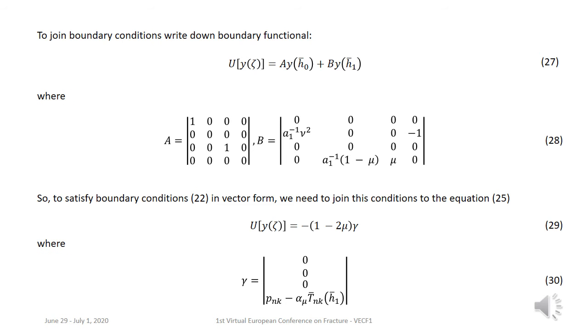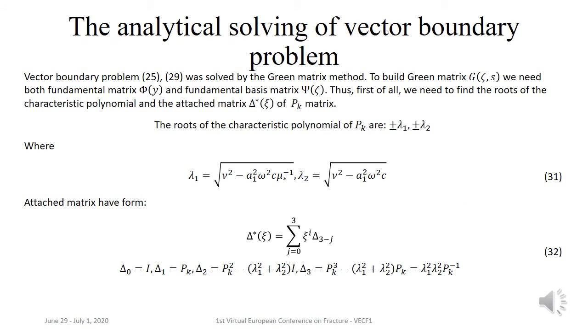The last part of the vector boundary problem is boundary conditions, so we write down the boundary functional in the form, formula 27, where matrices A and B are, formula 28, and join boundary conditions to equation 25, formula 29. The vector boundary problem 25-29 was solved by the green matrix method.